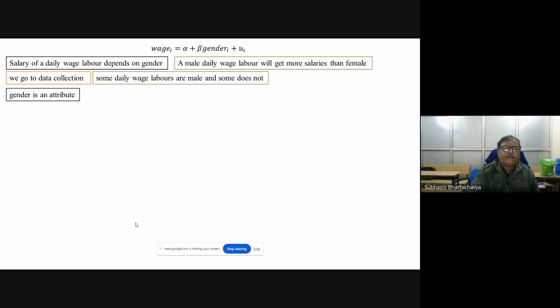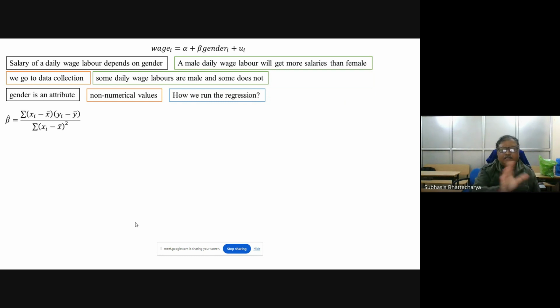So gender here is not a quantitative variable. It is an attribute, and no numerical value is there. It is non-numerical. So how do we run the regression? How do we run the relationship? How do we get it? And you don't need to care about this. This is the normal relationship.